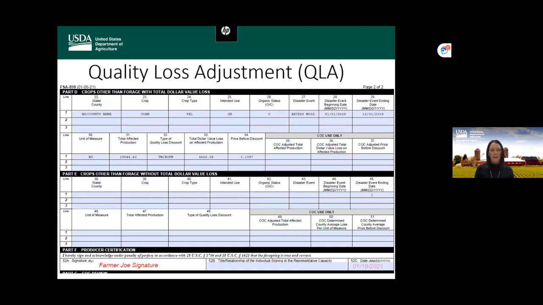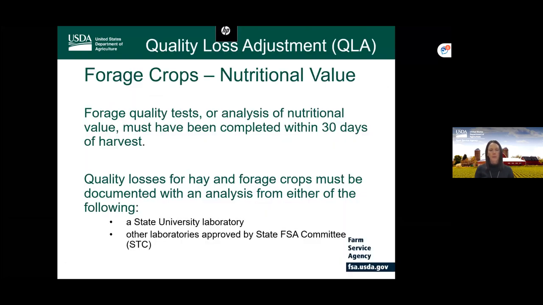The producer will sign and date in item 52A and 52C. So that's our non-forage crops.